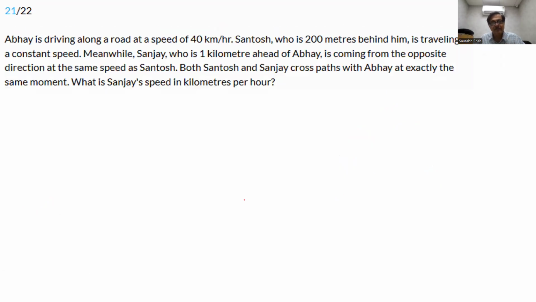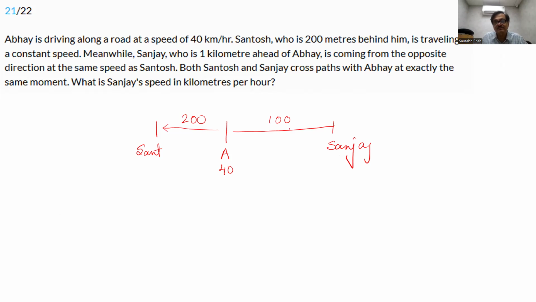A very easy question. We have Abhay here with a speed of 40. We'll calculate above 40 later on. Behind Abhay, we have Santosh, who is 200 meters behind. And ahead of Abhay is Sanjay. Sanjay is 1000 meters ahead. And he is coming towards, of course, Santosh is also coming towards each other.